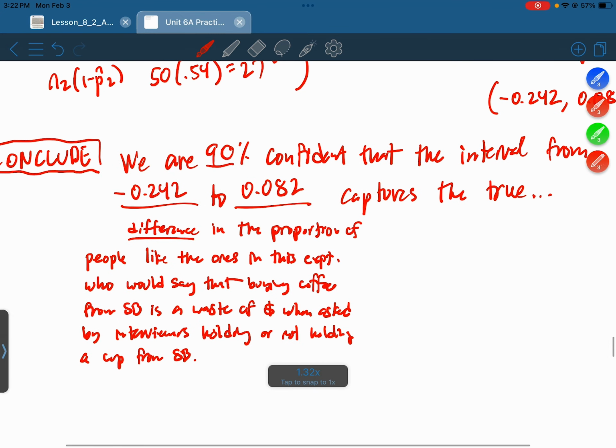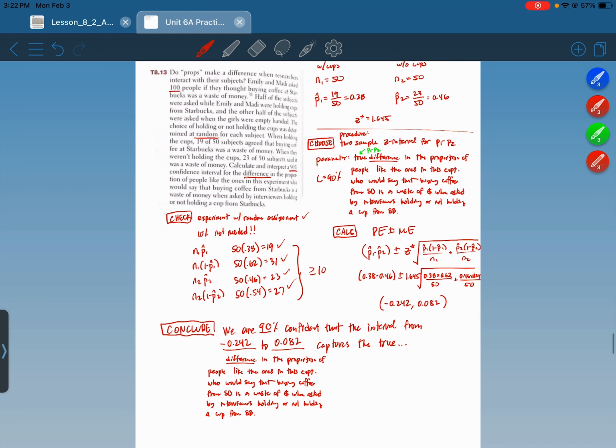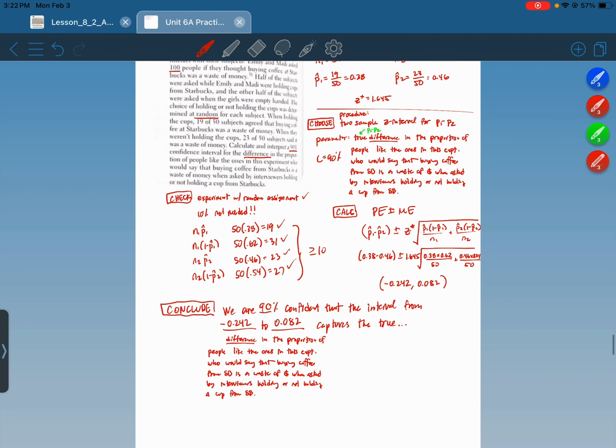All right, so I know it doesn't look nice, but I'll read it out. We're 90% confident that the interval from negative 0.242 to positive 0.082 captures the true difference in the proportion of people, like the ones in this experiment, who would say that buying coffee from Starbucks is a waste of money when asked by interviewers holding or not holding a cup from Starbucks. Ugh. All right, it's a mouthful, but that is the best we can write for the interpretation. All right, so that was it. There was no part A or B. It was just use the 4C method to construct and then interpret the interval.